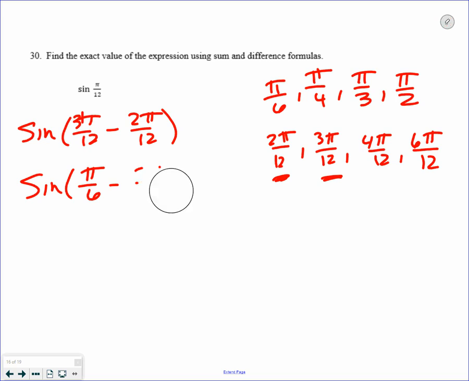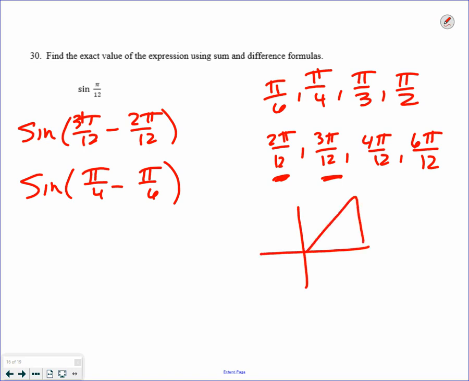Let me try that again. I want pi over 4 minus pi over 6. I had it backwards. All right, you ready? Draw a picture for pi over 4. 1, 1, square root of 2. Pi over 6 is a 60-degree reference angle. 1, square root of 3, 2.